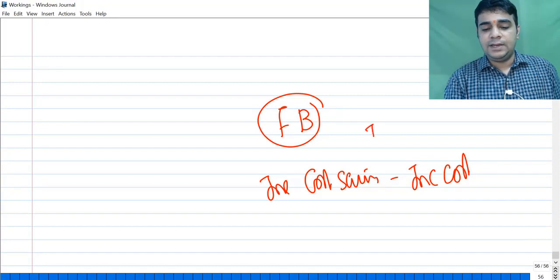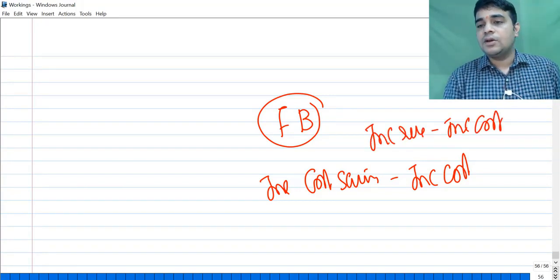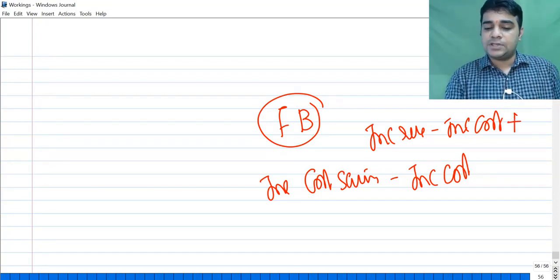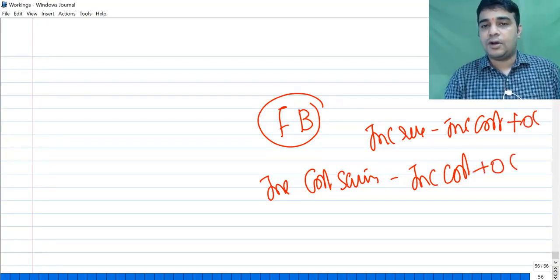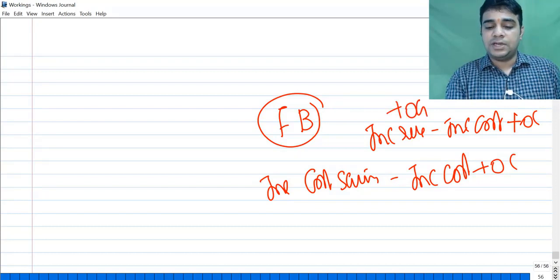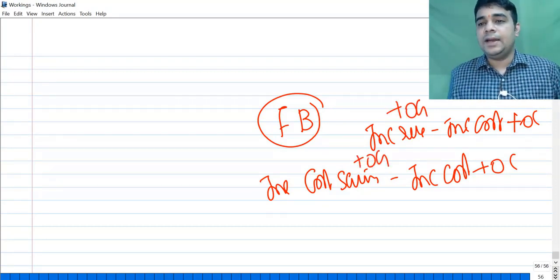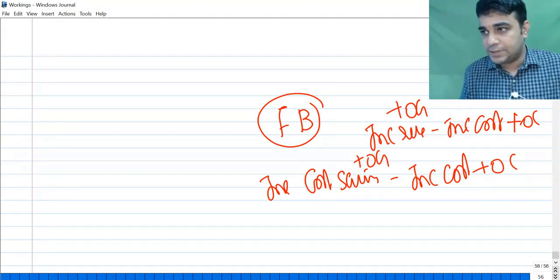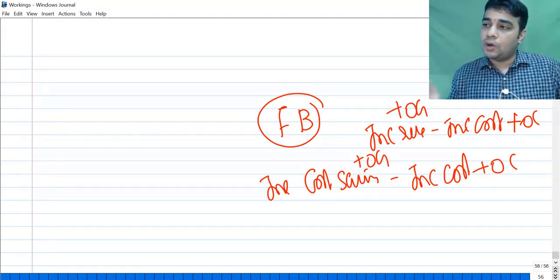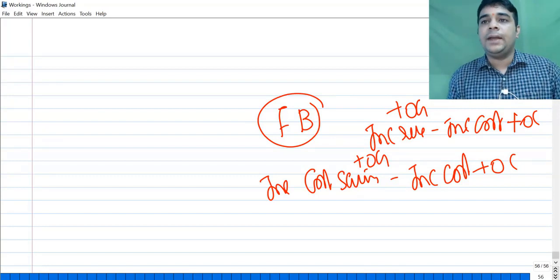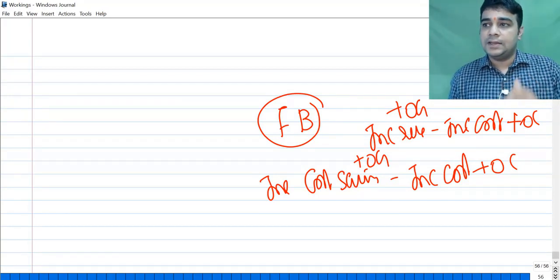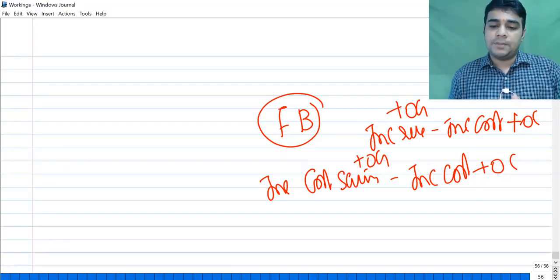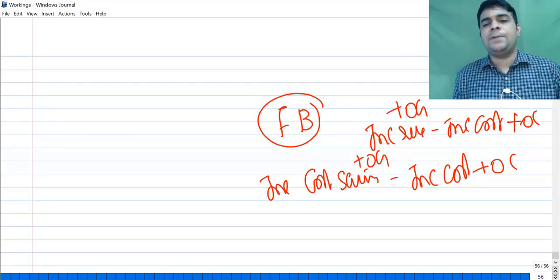Some places it could be incremental revenue minus incremental cost. Some places opportunity cost could be there, which could be added to the cost. Some places there could be an opportunity gain which could be added here. So net, what will happen is, if your financial benefit is positive, go ahead with that decision. The decision could be make or buy, special order, further processing, keep or drop. So multiple decisions, minimum pricing decision, multiple decisions you take.